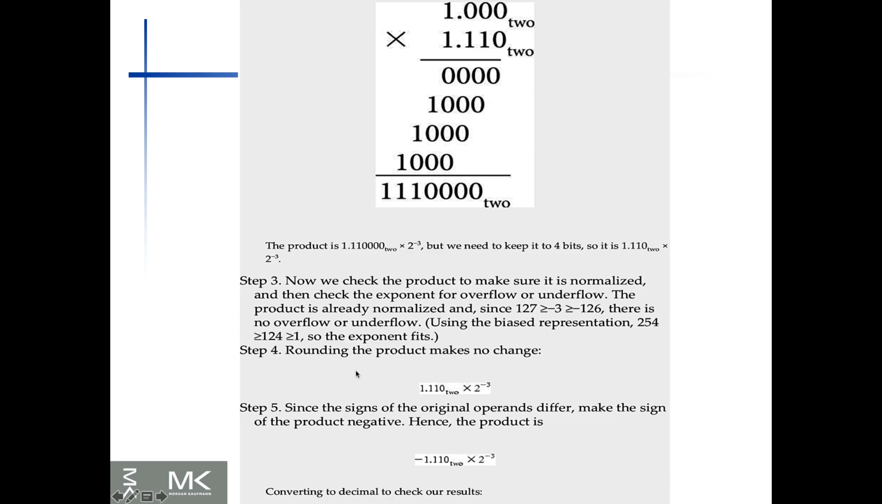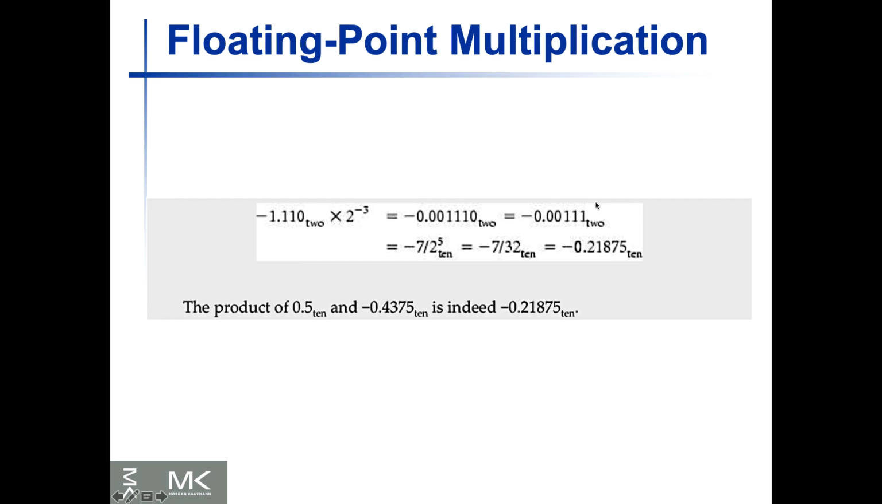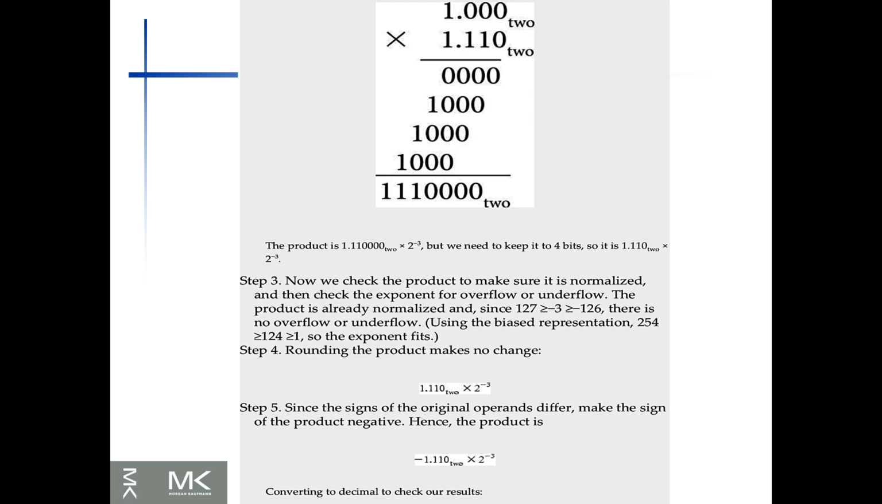Under step 4, we just have to round the product. It was already rounded, so we don't have to do anything about it. So the same comes down here. And also, in the final step, you are multiplying a negative by a positive, so you have to adjust the sign of the output of the product. One was negative, so the output would be negative. And finally, you can convert it to decimal if you were asked. If not, you can just leave it as follows. Okay? I'm sure this was pretty easy, right?